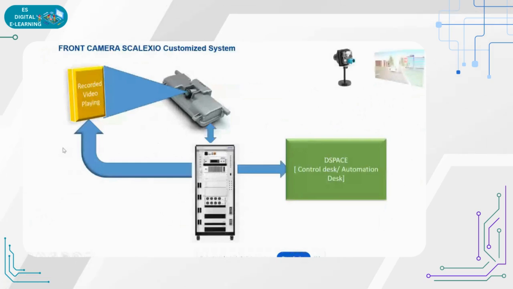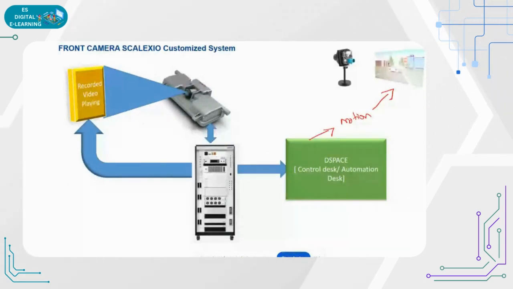In the last section we saw how we have DSpace and ControlDesk automation, what tools we are using, and how we are able to see the vehicle visually. That information we give to the HIL, and from the HIL you give the signals with the help of the harness connected to the camera, and the video play is projected, so that you are doing HIL testing.